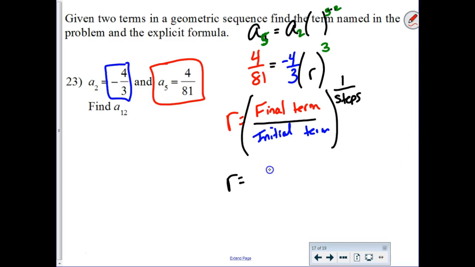Although you do have to be careful how you're typing this in your calculator. You're taking 4/81. You're going to divide it by our initial term of negative 4/3. And then, if you're doing this on our calculator, you're going to have to put this fraction in parentheses as well. And then to the 1 over, we decided that was 3 steps. So if you're looking for a way to find steps, I don't know how to notate this for you guys without confusing you. Basically, you're just subtracting these numbers, if you can figure that out.